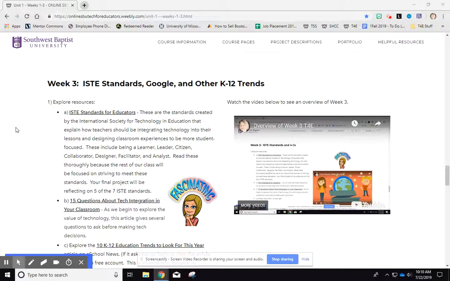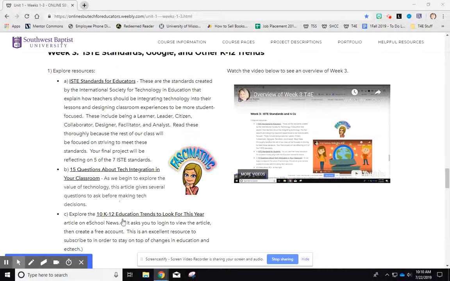The first thing you need to do is explore resources, and you have 3 different resources here. The first one is ISTE standards for educators. This one's really important because you are going to be doing your final project as a reflection of meeting 5 of these 7 standards. ISTE is the International Society for Technology in Education. They have created a set of standards for teachers to try to meet as they integrate technology into their classroom.